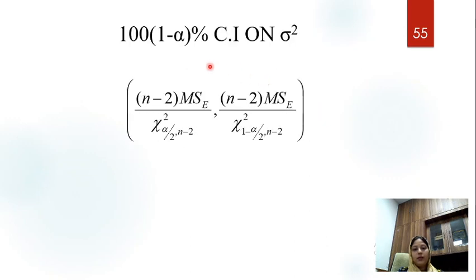The 100(1 minus alpha) percent confidence interval on sigma square is provided by: the lower fiducial limit is (n minus 2) MSE by chi square alpha by 2, n minus 2, and the upper is (n minus 2) MSE by chi square 1 minus alpha by 2, n minus 2.